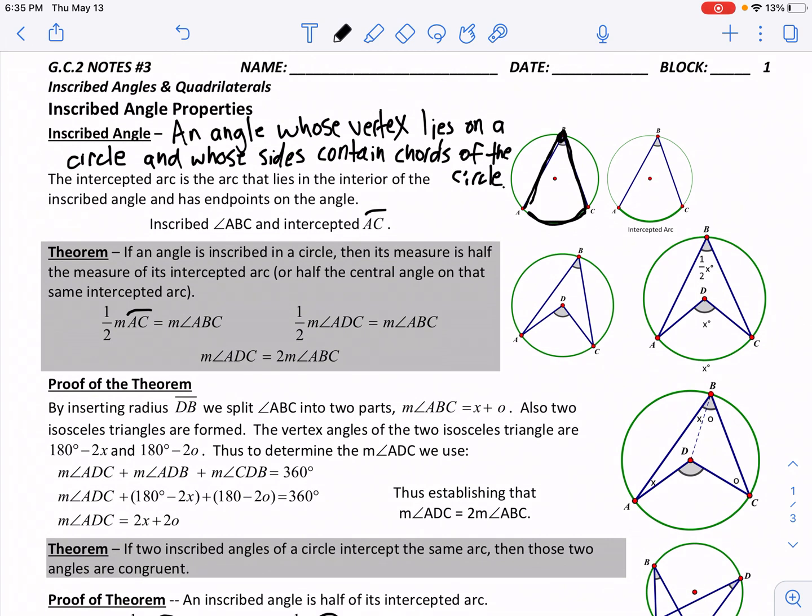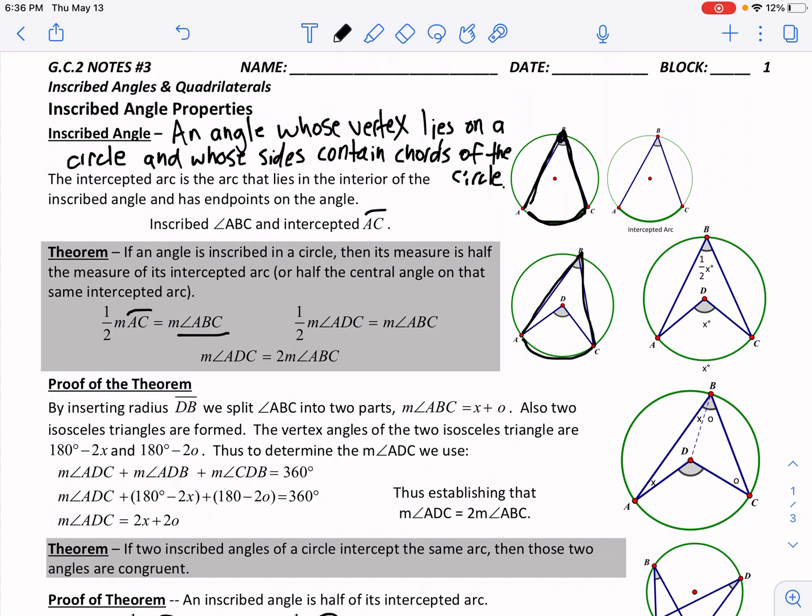Now there's a theorem that says if an angle is inscribed in a circle, then its measure is half the measure of its intercepted arc. Or essentially, because we learned from the previous video that an intercepted arc and the central angle are the same, it would also be half the central angle. So half the measure of AC is equal to angle ABC. All they're saying there is, if I have my inscribed angle here, AC's measure is going to be double that of angle ABC. Another way to put that is, if I take the measure of AC and divide that by 2, that's going to give me angle ABC.